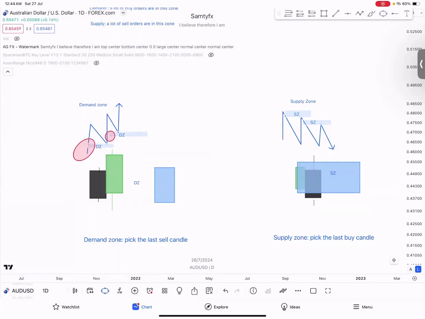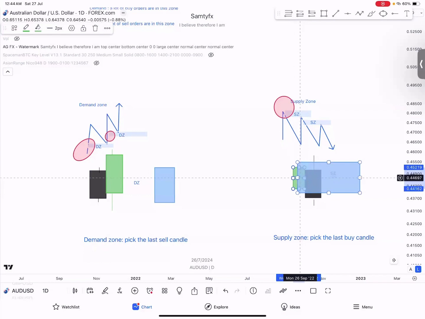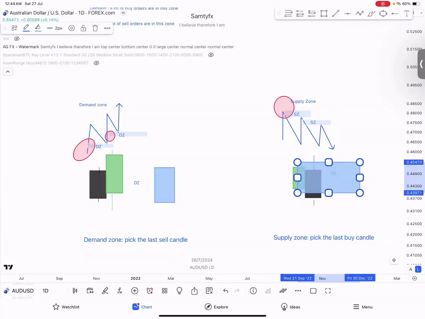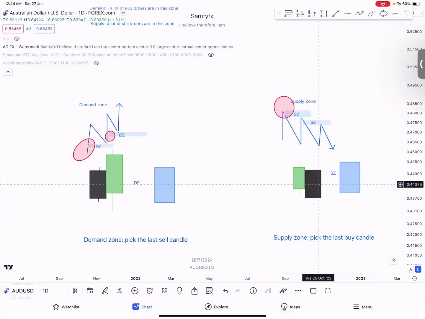Same thing goes for the supply zone. You are going to see something like this at this zone. You are going to see something like this, a green candle and a black candle. Do you understand? You are going to see a green candle and a black candle at the supply zone, somewhere around here, always somewhere around there.